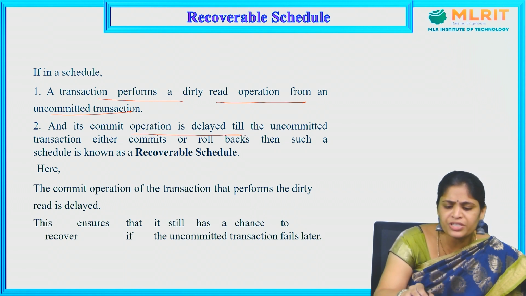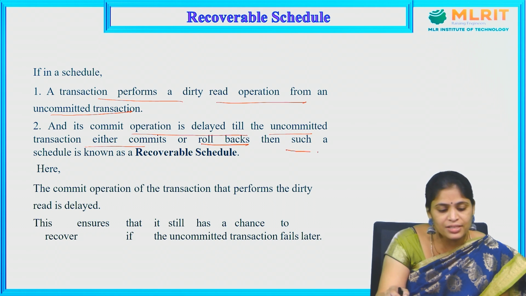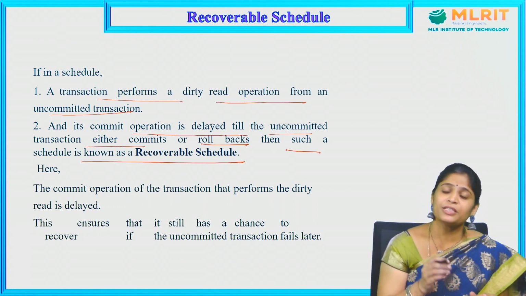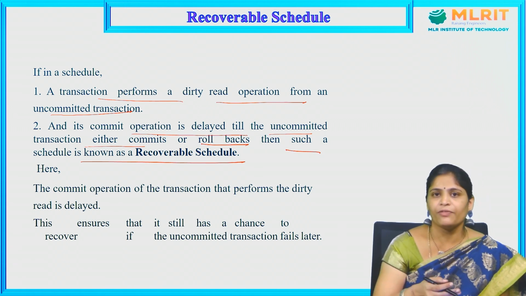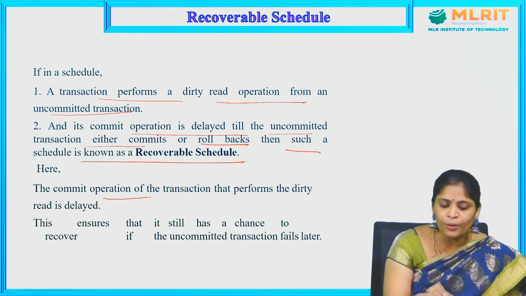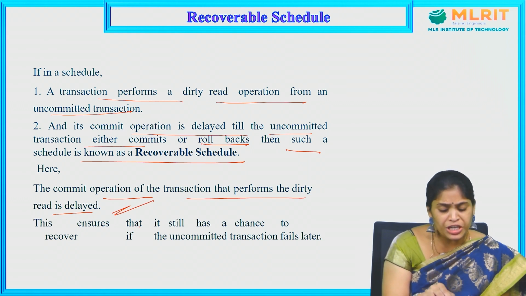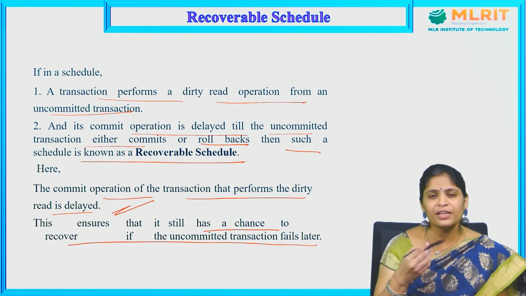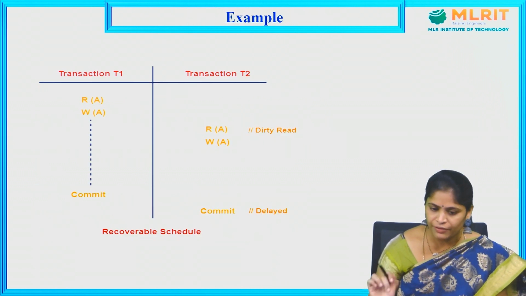And its commit operation is delayed until the uncommitted transaction either commits or rolls back. Then such a schedule is known as a recoverable schedule. What is recoverable? Recoverable means we are able to recover. If we have made mistakes, later on we can recover. Those kinds of schedules are called recoverable schedules. Here the commit operation of the transaction that performs the dirty read is delayed, and this ensures that it still has the chance to recover if the uncommitted transaction fails later. So let us discuss this theory using a simple example in our next slide.